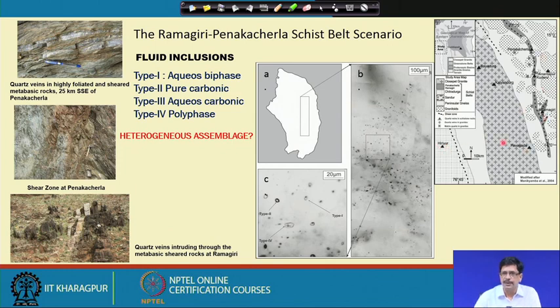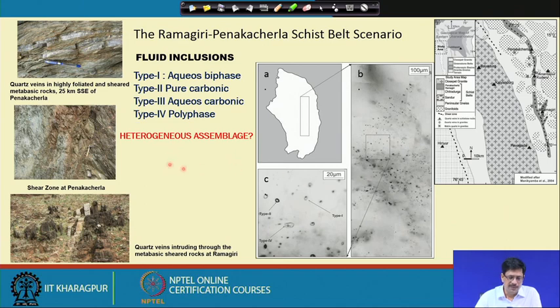There are subtle chemical differences. For example, the aqueous carbonic inclusions which occur in the veins and pegmatitic materials and the matrix quartz in granite are pure carbon dioxide without any methane in them, whereas in the auriferous quartz veins occurring in the schistose rocks in Pennakucherla and Ramagiri, the carbon dioxide has appreciable methane in the fluid, which is detected by laser Raman microspectrometry as well as from the depression in the melting point of carbon dioxide.